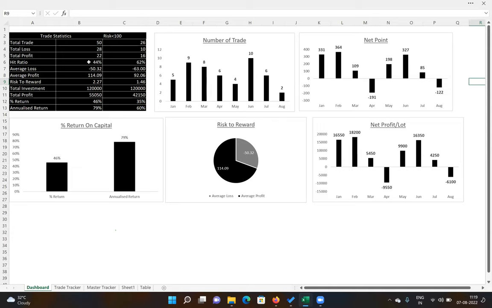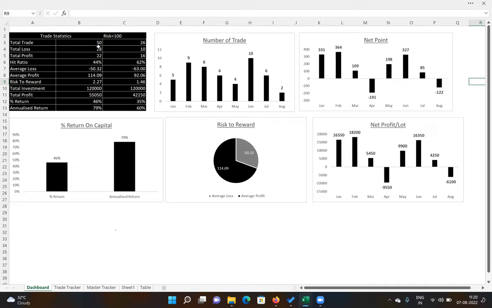Yeah, the hit ratio is not so good. But it is a trend following trading strategy, and I find that it is still okay not to have a good hit ratio when we have a risk-reward ratio of 2.27 and an average loss of 50, which is very reasonable if you trade Nifty future. With an average risk around 50, it's good. And the average profit is 140.